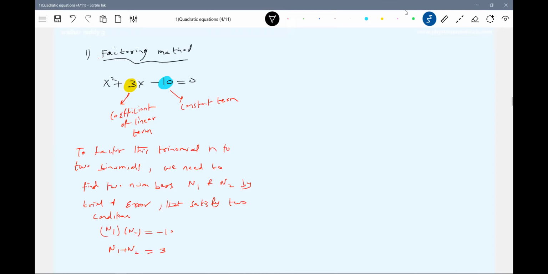If you are not understanding, take ax square plus bx plus c equal to 0. This is the coefficient of the linear term, and this is the constant term. So guess two values, n1 and n2, whose product is equal to the constant term and whose sum is equal to the linear coefficient. Then write it in this way and predict the roots. The values of x will become the roots: x equal to minus n1, x equal to minus n2. These are the roots now.